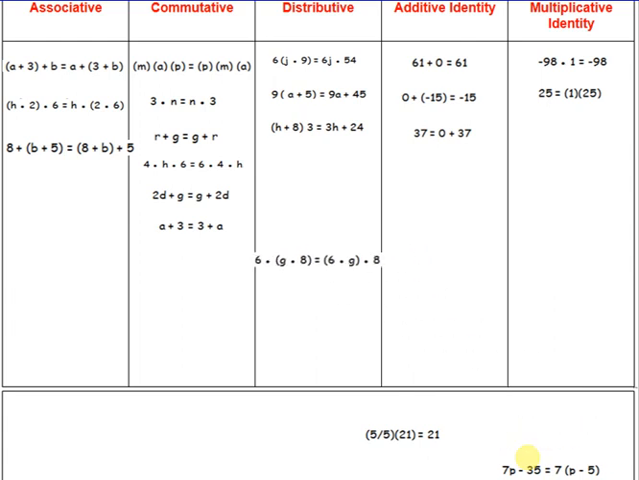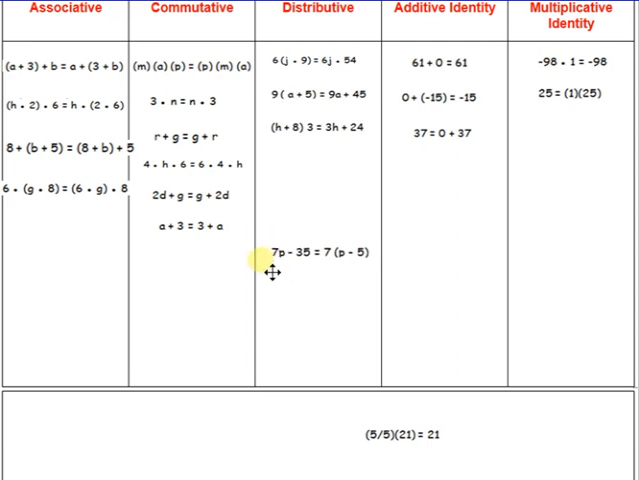All right, then we have this one here. 6 times (g times 8) equals (6 times g) times 8. Same order, what's different? The parentheses are in a different spot. Here it's with g and 8, and here it's with 6 and g. So again, that's going to be associative.